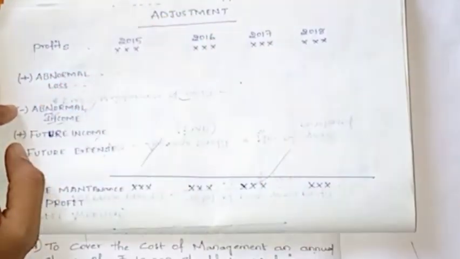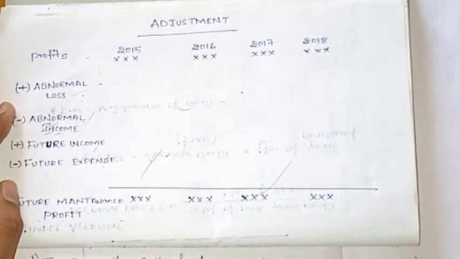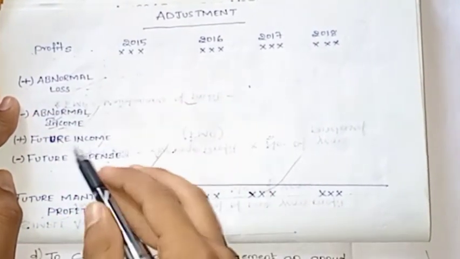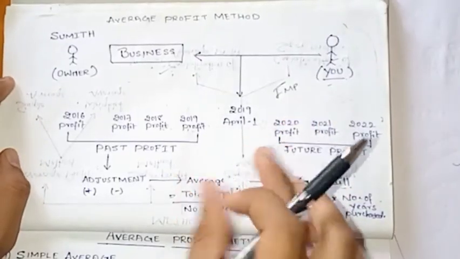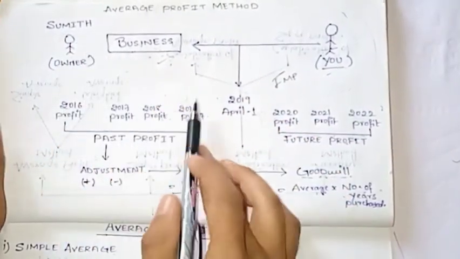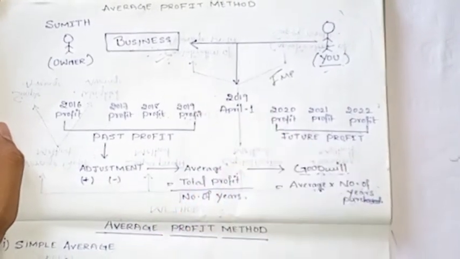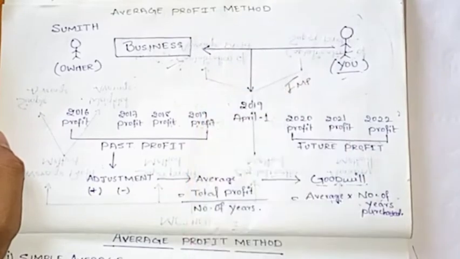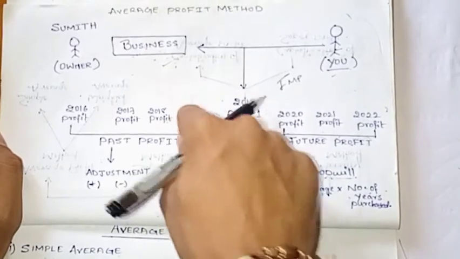Okay, right? Clear? And then we have abnormal income. Abnormal income is a non-trading income. Any income which we will not get in the future. Let's try to understand this. If you purchase this business now in 2019, let's say Sumit has won a lottery in 2019 of 1 lakh, and in 2019 Sumit has earned a profit of 12 lakhs. Then you can't say that in the future also you will earn a lottery as in 2019.